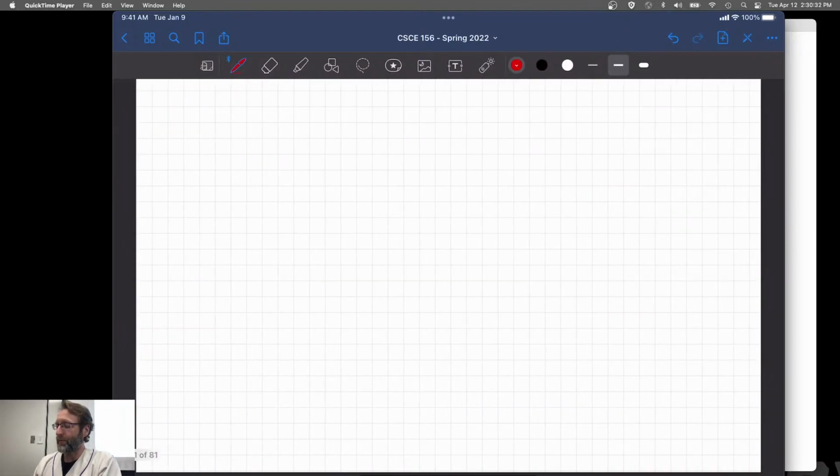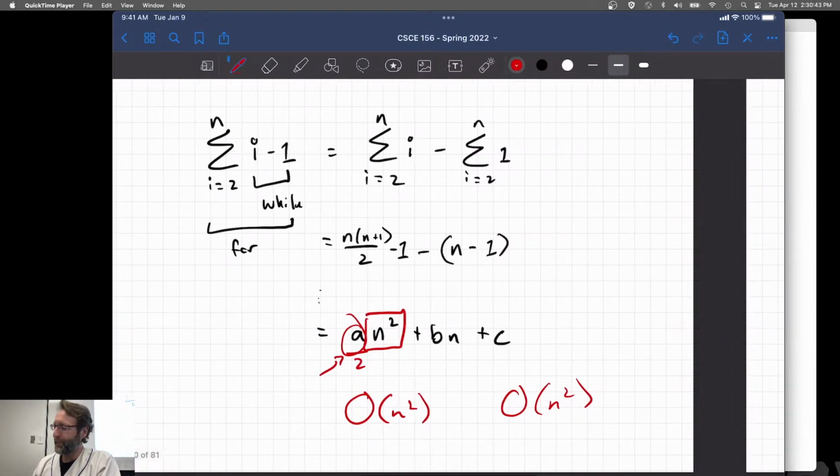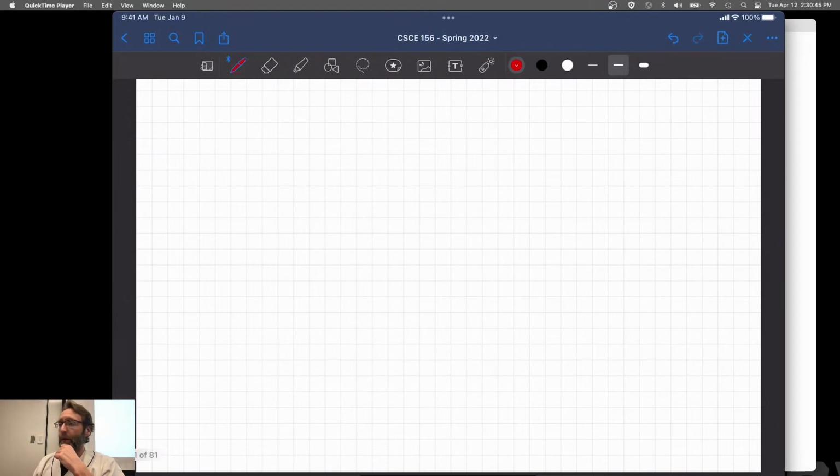That's insertion sort in worst case. Best case scenario, on average case scenario though, it's still going to be order n squared, but again, this a out here is going to be smaller. A is going to be smaller. Okay. All right.